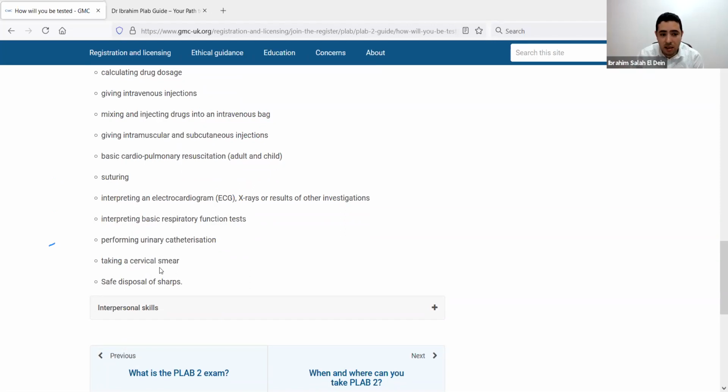Taking a cervical screen is very important. Safe disposal of sharps. Actually, it is a part of many procedures, and it is the most important part of these procedures.